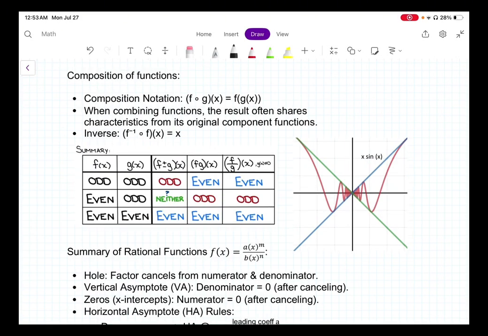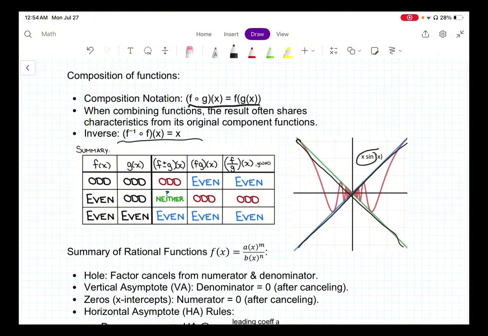Now let's look at composite functions. A composite function feeds the output of one function into another, written as f composed g of x equals f of g of x, as shown here. When combining functions, the result often shares characteristics from its original component function, like x sine x following the bounds of y equals x and y equals negative x. Note that inverse functions undo themselves, leaving you back with your original input, which is shown here.